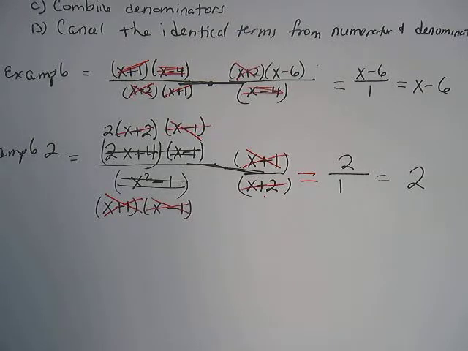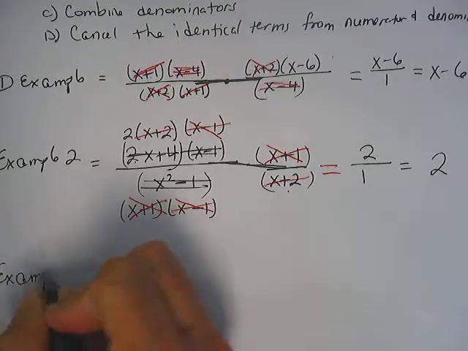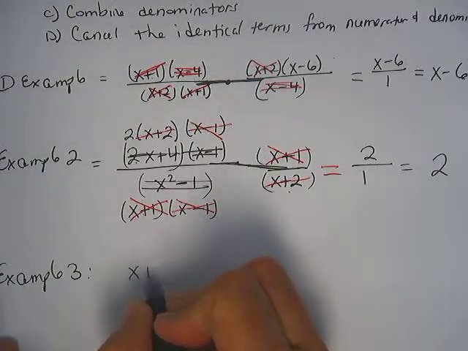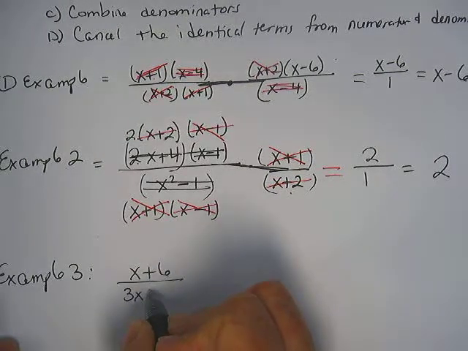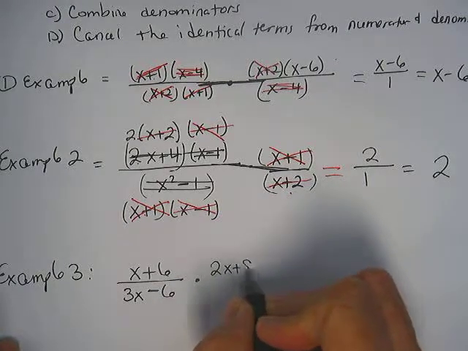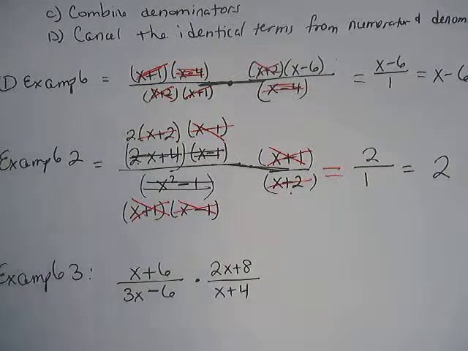Okay, let's try another example here. Let's see, example 3. So this time we're going to have x plus 6 over 3x minus 6 multiplied by 2x plus 8 over x plus 4. Okay, let's take a look here and see what we can do.